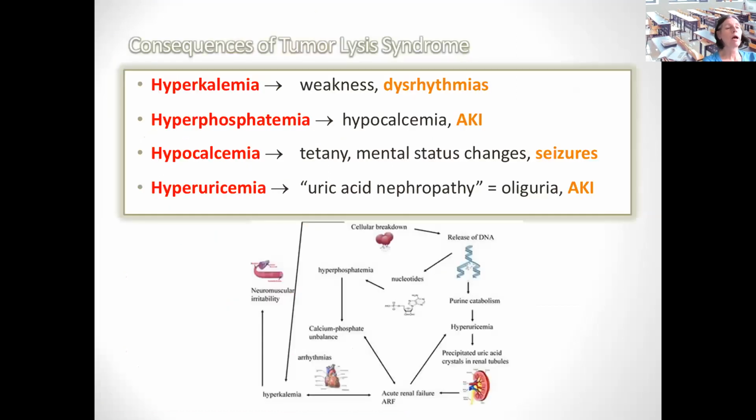So the hyperkalemia, weakness, cardiac dysrhythmias. Hyperphosphatemia is going to cause low calcium and acute kidney injury. Hypocalcemia causes seizures. That can be life-threatening. Tetany of the muscles. It can even happen in the vocal cords in the airway. Hyperuricemia, again, is going to cause acute kidney injury.